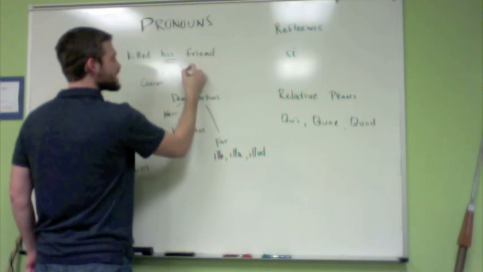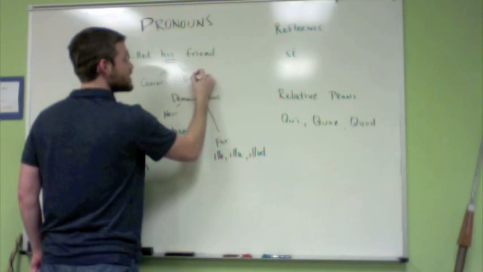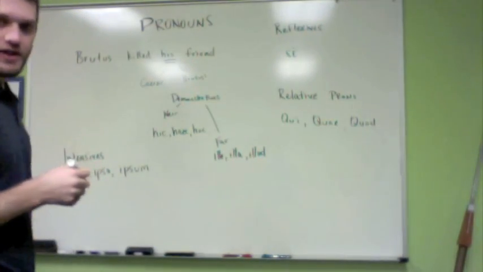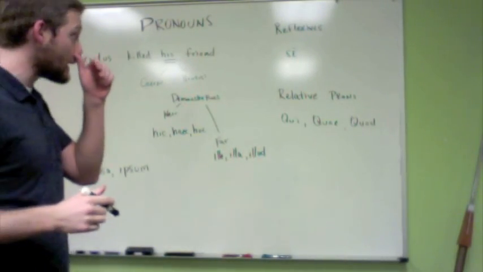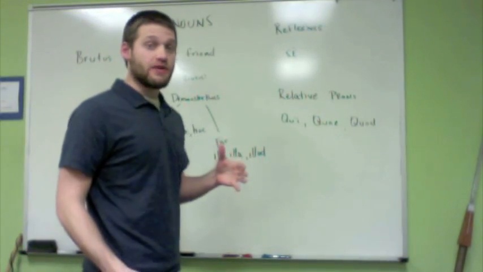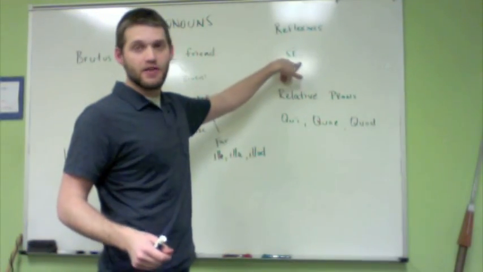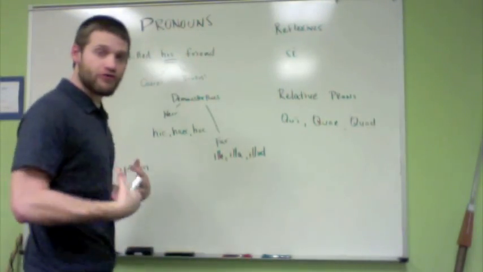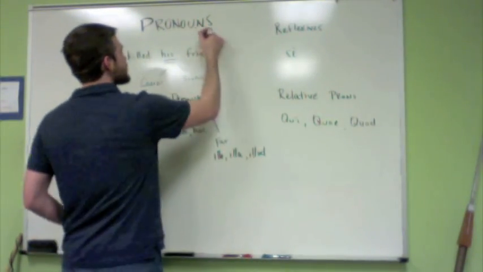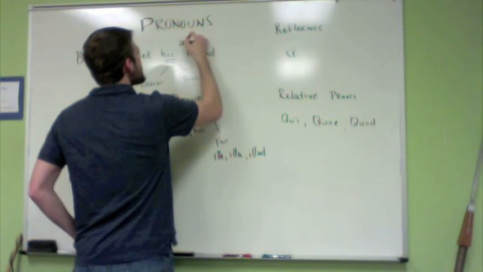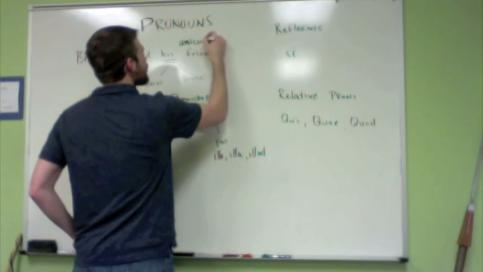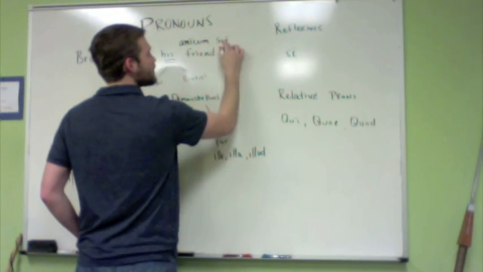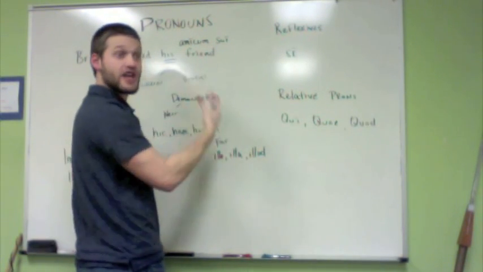Or Brutus killed Brutus's friend, his own friend. Whose friend has been killed? Is it Brutus's or Cicero's? Well, in Latin, the way we would differentiate that is we would use a reflexive possessive. So if we were trying to say Brutus killed his own friend, friend, of course, amicum. You could either do a reflexive, amicum sui. That would be a reflexive genitive pronoun.